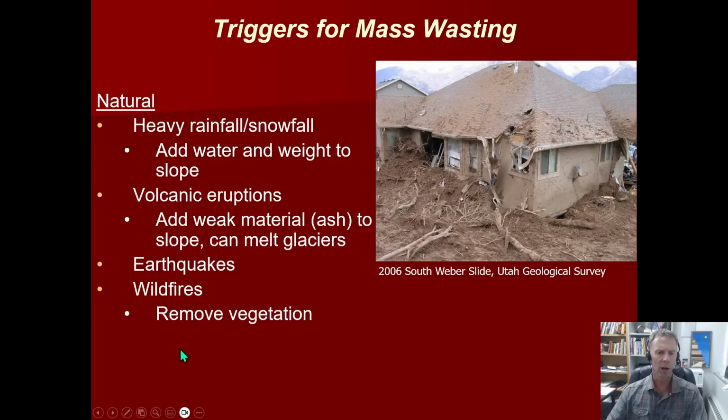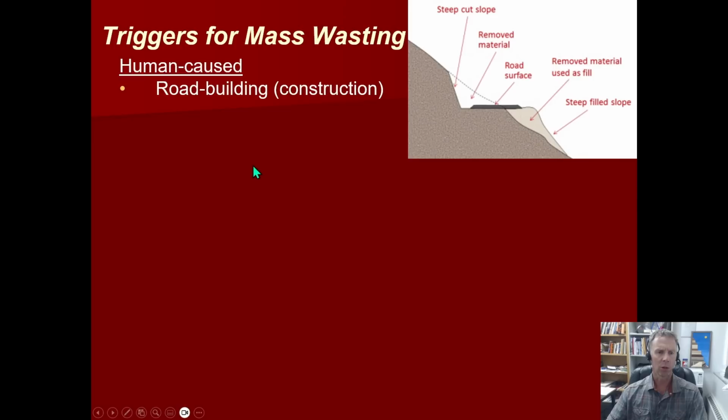Let's turn now to human caused triggers. What are some things that we do in our world on the landscape that can enhance or possibly cause mass wasting events to occur? Well, one thing we do when we build roads, and this isn't universal, but it's pretty common in a lot of locations, is when we have a slope and we need to put a roadway, maybe up and down a canyon or something like that, what we tend to do is we cut into the slope in order to create a level surface for the roadway, and then we take some of that material that's been removed, we dump it over here on the downhill side, and then we compact that material and put the roadway there.